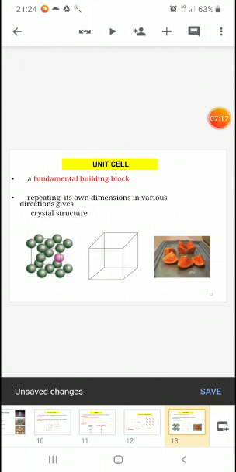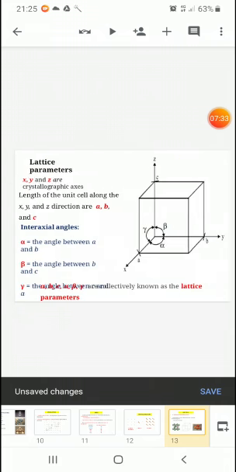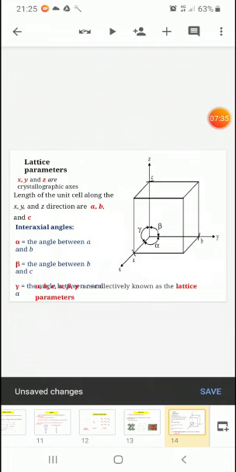Now, after that, we have to see the lattice parameters. While observing the lattice parameters, we have to consider the figure. In this figure, there is a cube, and x, y and z are the crystallographic axes of the cube. The lengths of the unit cell along the x, y and z directions are A, B and C.